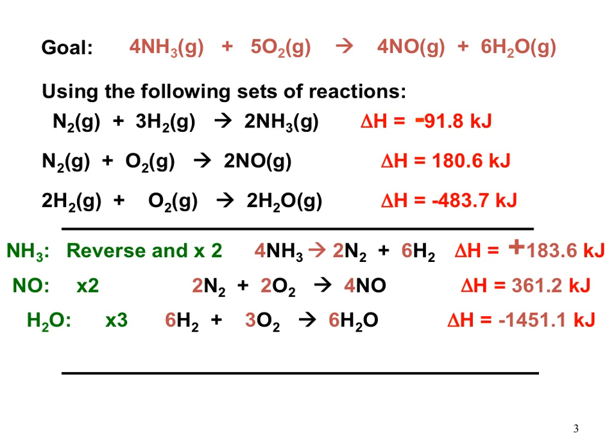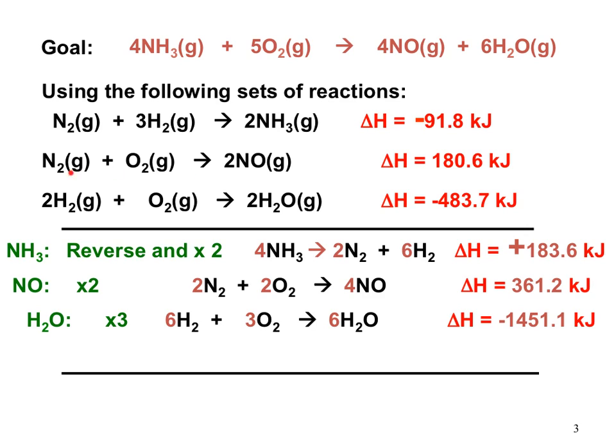But NO is on the product side. If we look at our goal equation, notice that the NO is on the right-hand side. So this equation doesn't need to be flipped. Okay, so the sign of our delta H here is not going to be changed. Now, if we look at the coefficient here, though, NO has a 4 in front of it. The NO for this equation only has a 2.